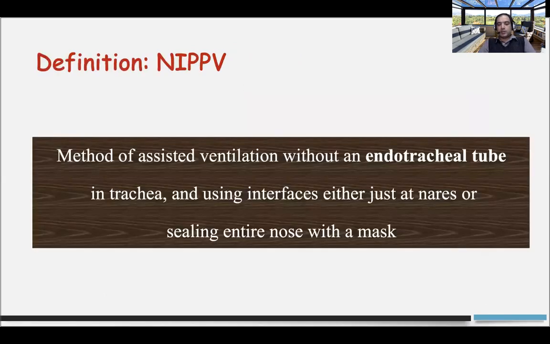The NIPPV is a mode of ventilation without using an endotracheal tube, and it uses an interface which is either placed at the nares or seals the entire nose with a mask. So the main difference between NIPPV and invasive ventilation is avoiding endotracheal intubation.